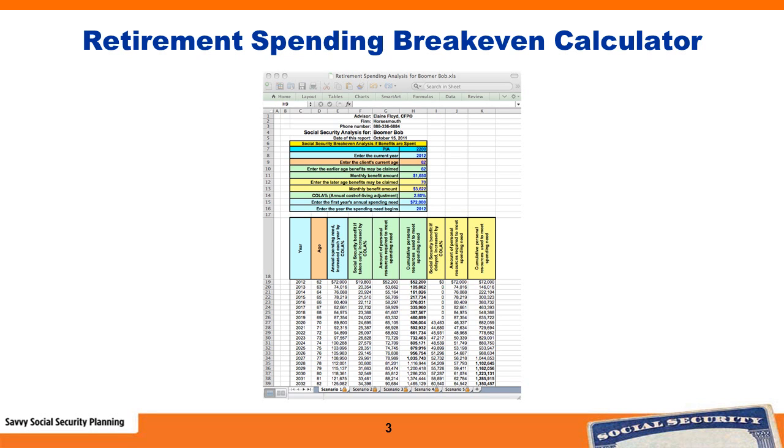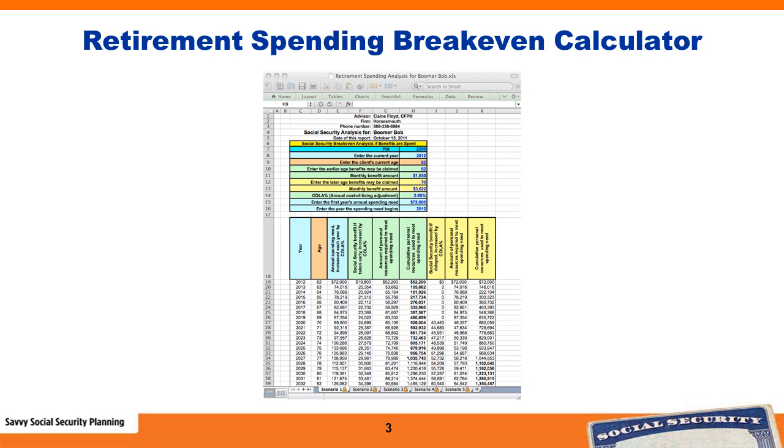This analysis compares column H, the total personal resources required to meet the spending need if Social Security is claimed at 62, versus column K, the total personal resources required to meet the spending need if Social Security is claimed at 70. The lower number is better and is shown in bold. That's because our goal is to choose the scenario that will require less from personal resources to meet the same spending need. The year the bold numbers jump from column H to column K is the break-even age.